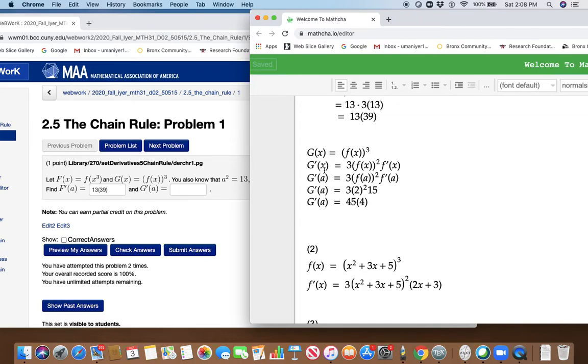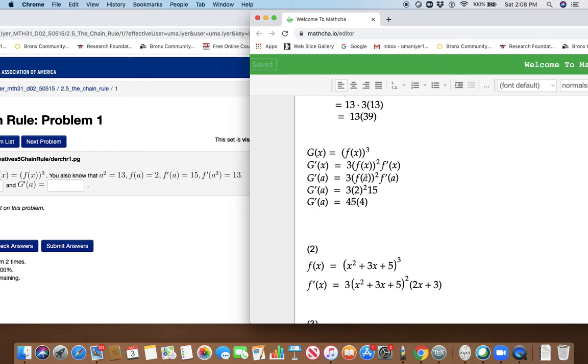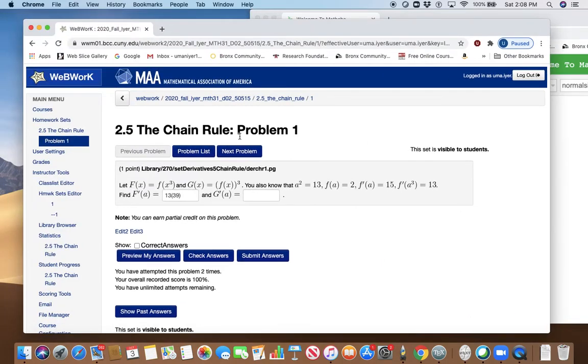Now, for when x is a, I replace every x by a. I need f of a. F of a is 2. So that object inside is 2 power 2 times, what is f prime of a? F prime of a is 15. So I have 3 times 15, 45. 2 power 2 is 4. 45 times 4.